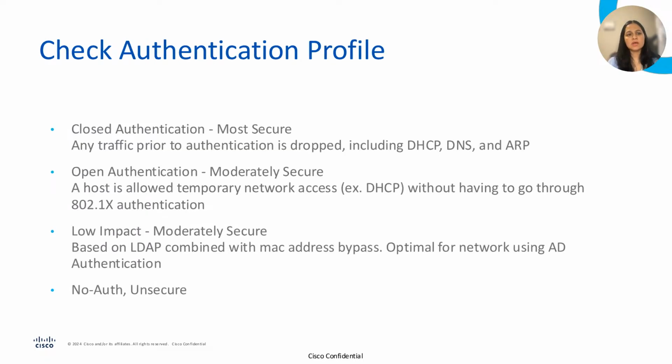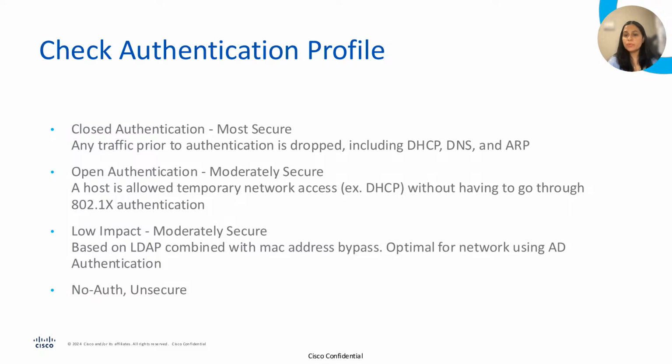The other tool is checking the authentication profile. If the user has failed authentication as per the logs that we saw in the last slide, we can check the authentication profile on Catalyst Center and verify what type of authentication profile is applied on the port level. There are a few types of authentication profile, like closed authentication, which is most secure, and any traffic prior to authentication is dropped, including DHCP, DNS.